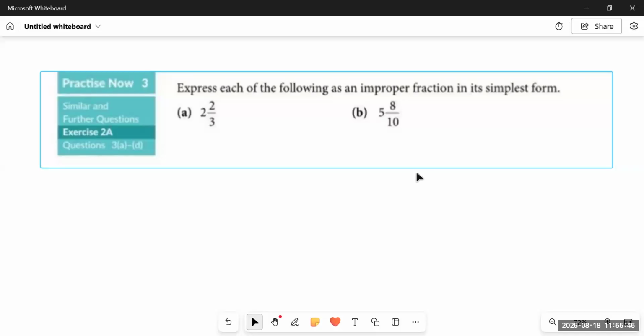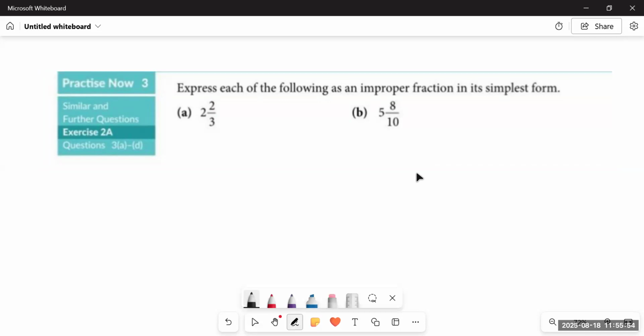Now comes practice now 3 on page number 27, which is a very easy question. I think if you just recall, we have done these sort of questions in grade 5 a lot of times.